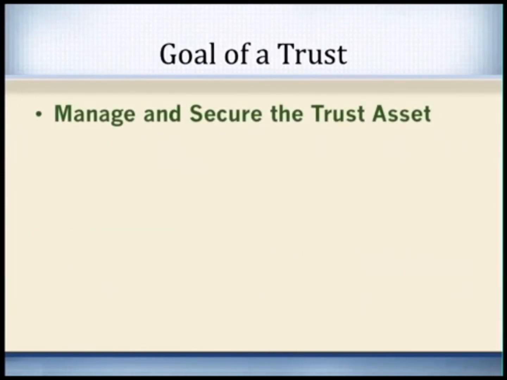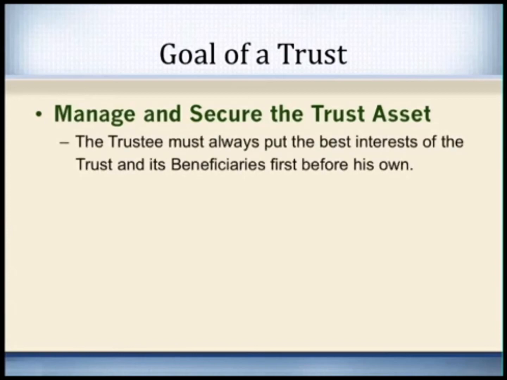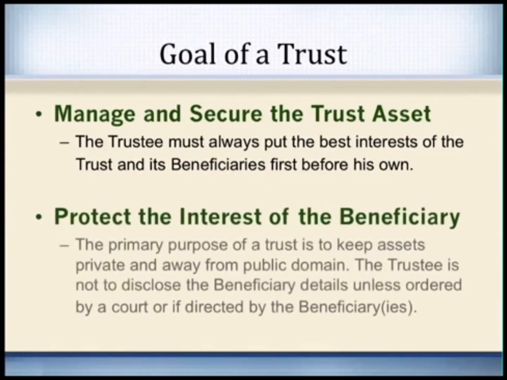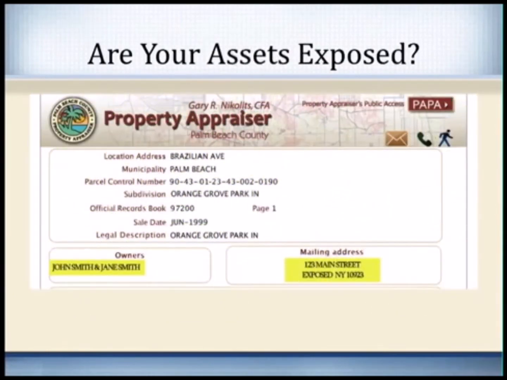The goal of the trust is to manage and secure a trust asset. The trustee must always put the best interest of the trust and its beneficiaries before his own. The other goal is to protect the interest of the beneficiary, because the primary purpose of a trust is to keep assets private and away from public domain. So the trustee is not to disclose the beneficiary details unless ordered by a court or directed by the beneficiary.